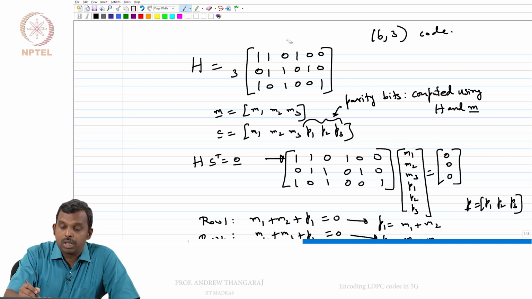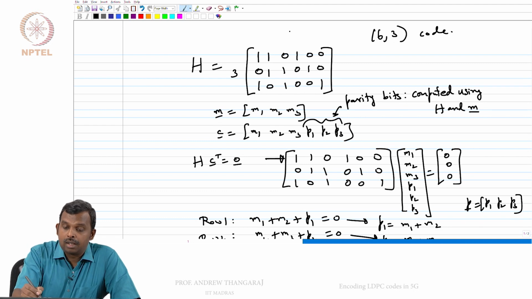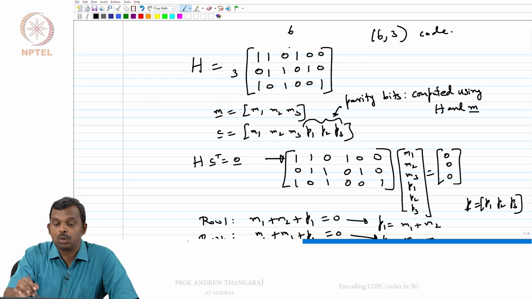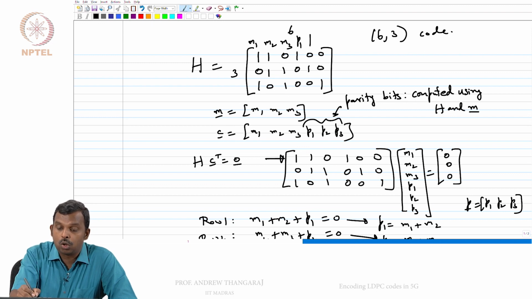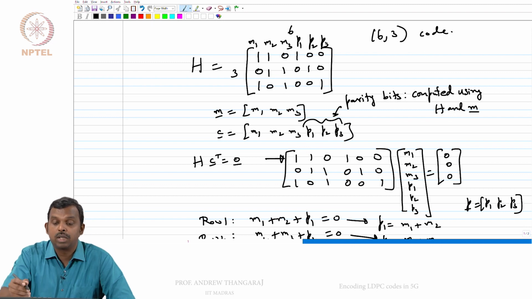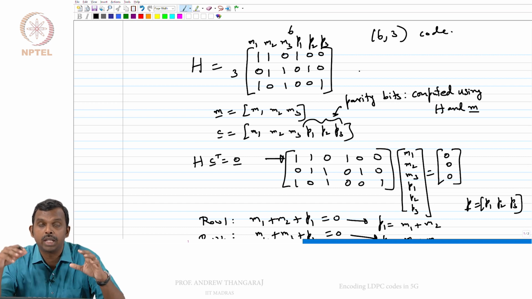So, one important thing to keep in mind is, like I said, this is a 6,3 code. Usually when people put the message and the parity bits on top of the parity check matrix, you imagine that the first column corresponds to M1, the second column corresponds to M2, the third column corresponds to M3, the fourth column is P1, P2, P3, etc. Okay, so this kind of visualization of the code word with respect to the parity check matrix is useful.